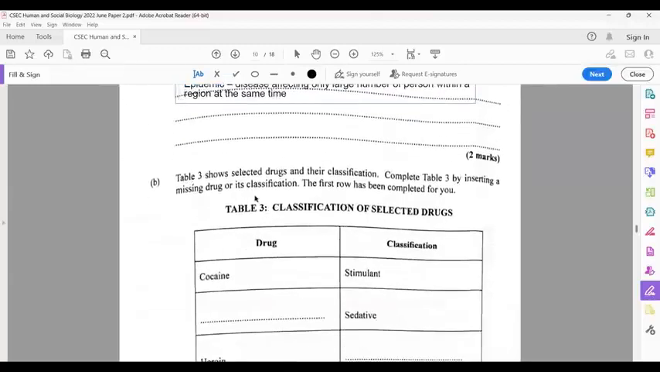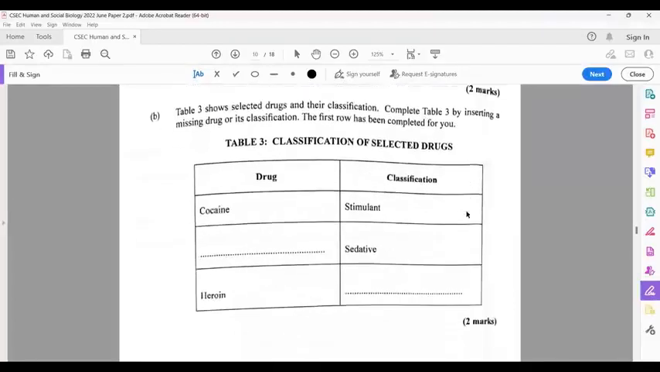Table 3 shows selected drugs and their classification. Complete table 3 by inserting a missing drug or its classification. The first row has been completed for you. So they gave you an example of how to do it. So we have cocaine and it's classified as a stimulant. Now they leave a blank and they ask you to provide a sedative. And you could have chosen any sedative you want. And I think many persons do know of sedatives: morphine, oxycodone, tramadol. Any of them would satisfy. You only need to give one answer.